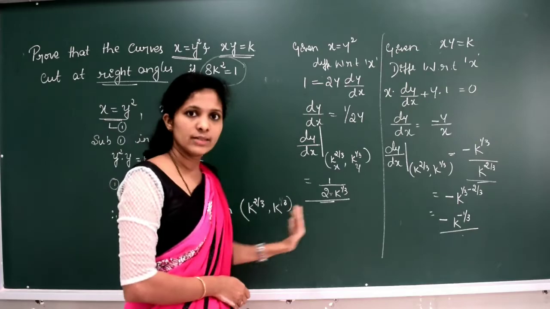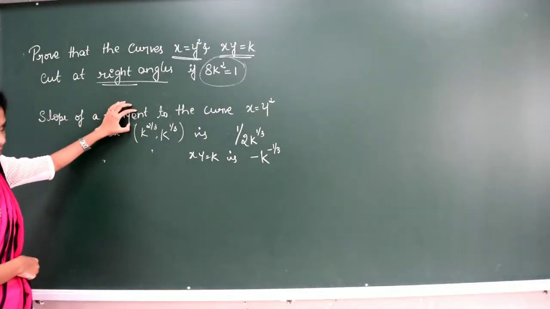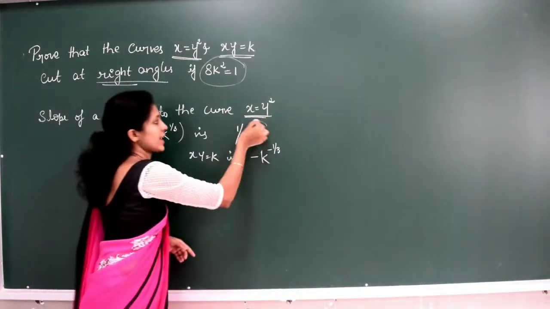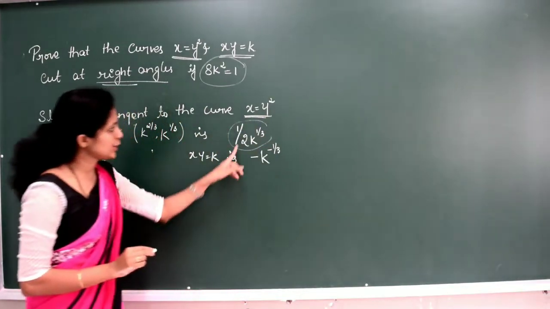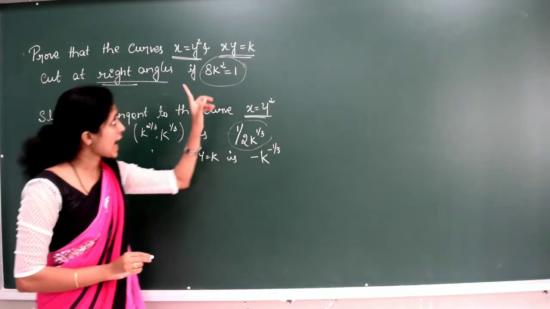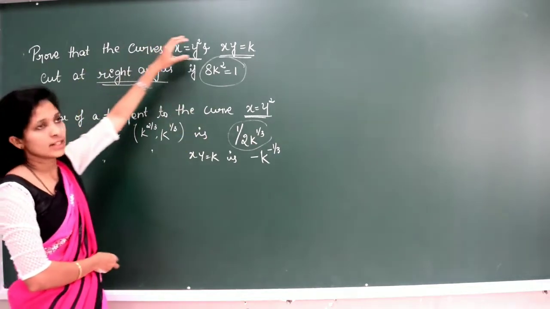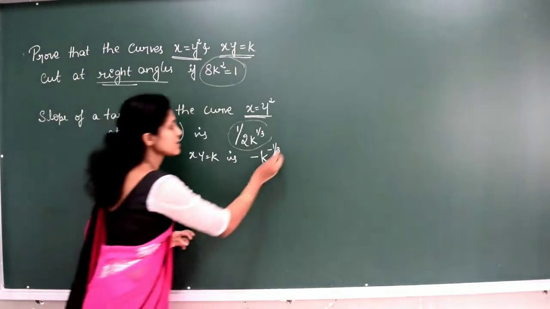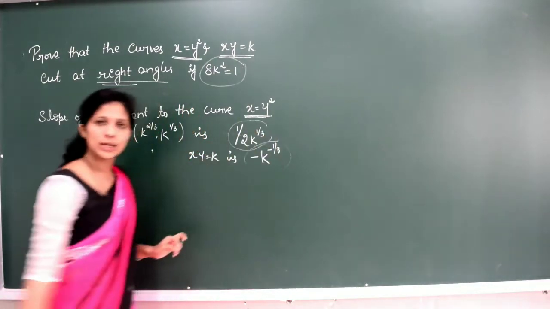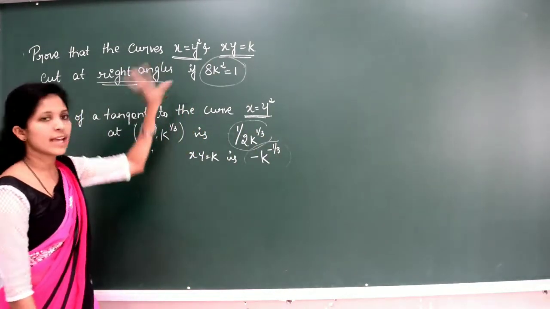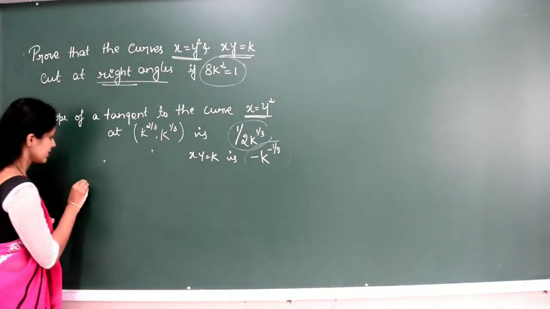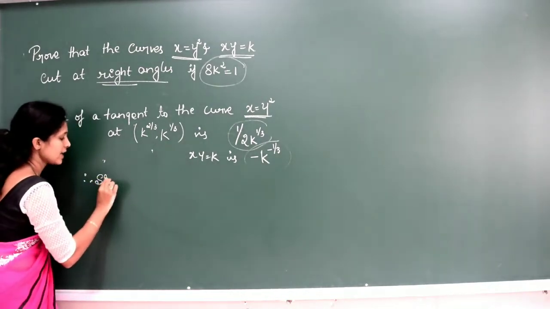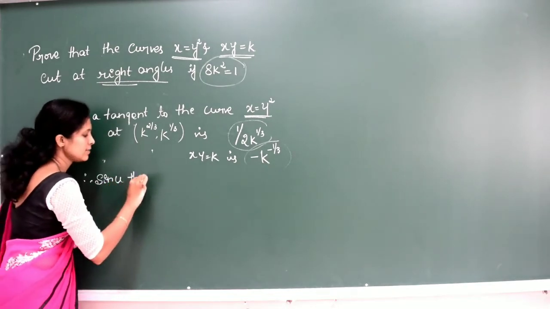I'll erase this one. Then the slope of the tangent to the curve x is equal to y square, at this point, we got as 1 by 2 into k to the power 1 by 3, and the slope of the tangent to the second curve, that is xy is equal to k, is minus k to the power minus 1 by 3. We got this one. Since they are perpendicular, is it clear? What is given is that they cut at right angle.